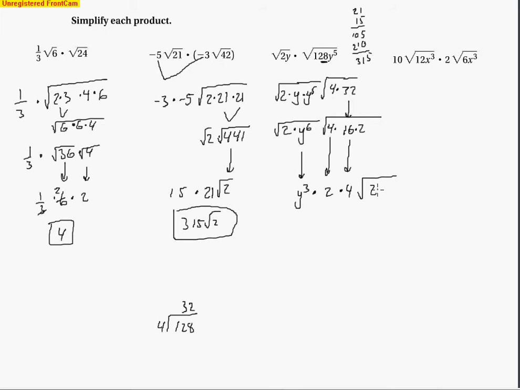Well, those make 4. And so the square root of 4 is 2. So I have that other 2 I can bring out as well. So it looks like I have no more radicals. Just got to multiply these numbers together. So 16y to the third is that answer.